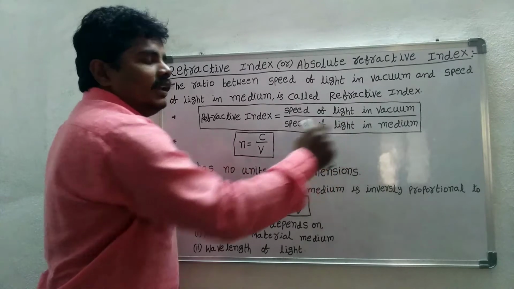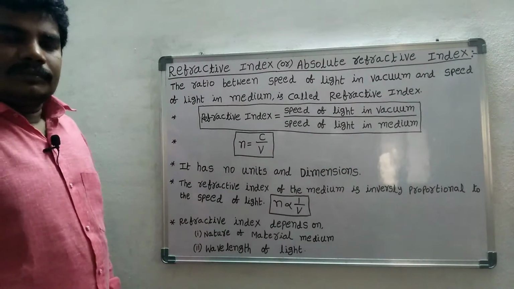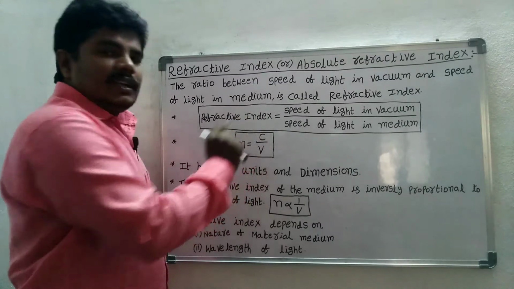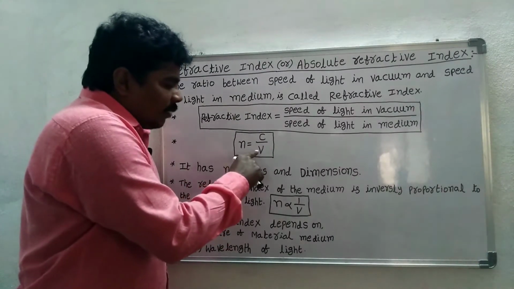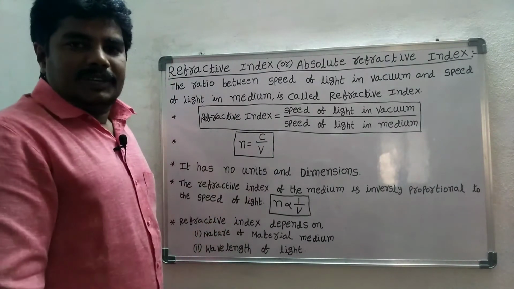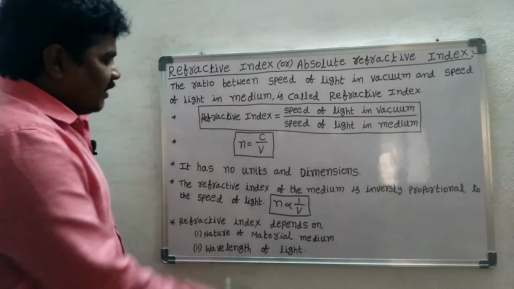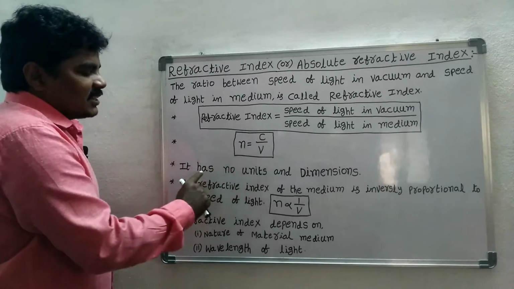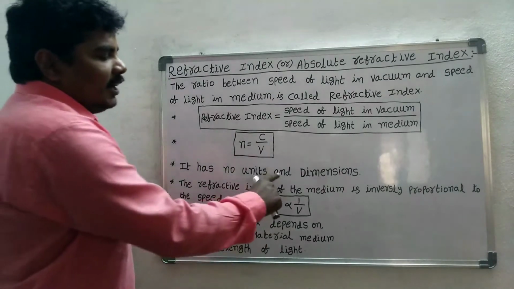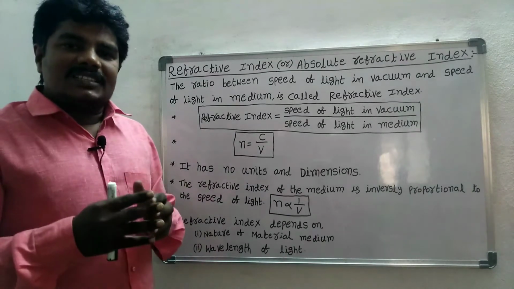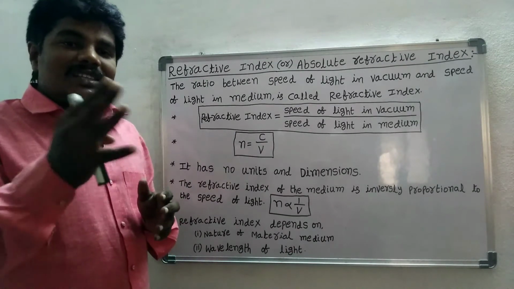of light in medium. In this formula, in the numerator there is speed, and in the denominator also there is speed, so their units are cancelled. That's why refractive index has no units and dimensions. So refractive index is a dimensionless quantity.